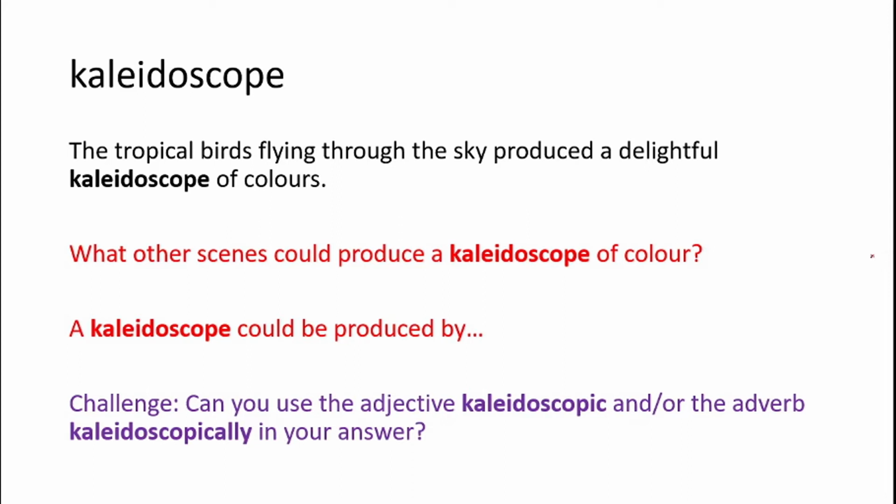Okay, so I'm challenging you now to have a think about what other scenes could produce a kaleidoscope. Again, if you want to use this sentence starter, that's fine. And if you want to try and write your own sentence, you can. And there's a challenge down here, trying to use the adjective form kaleidoscopic or the adverb kaleidoscopically in your answer. Again, you can pause.